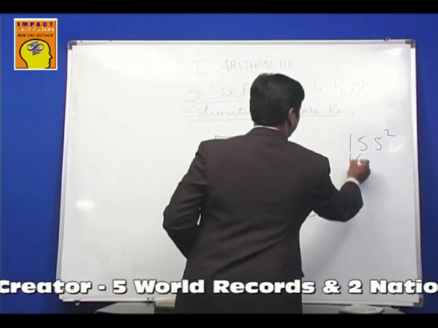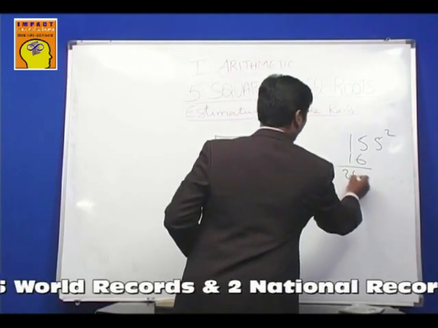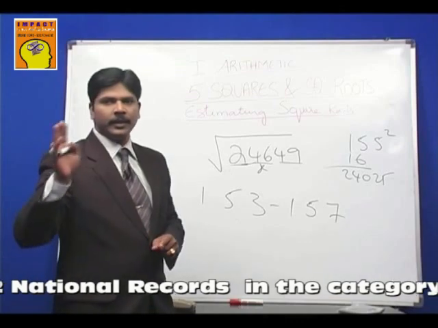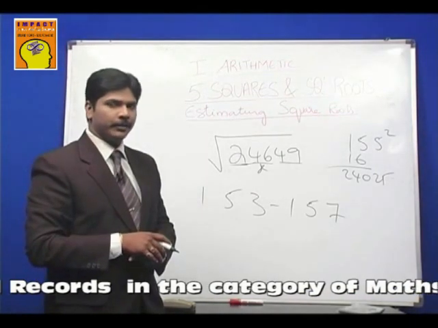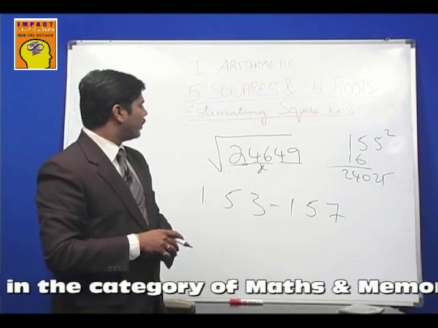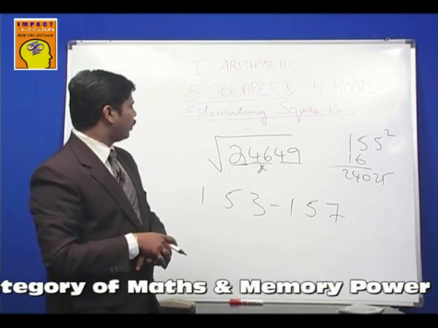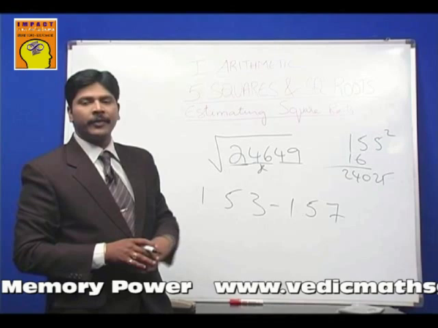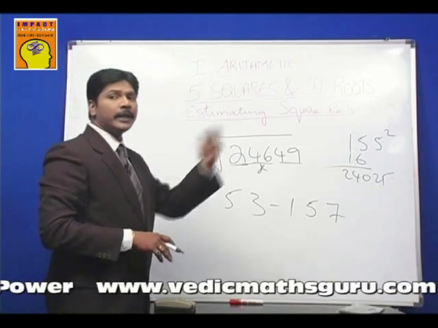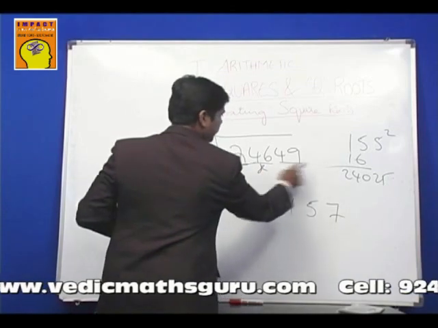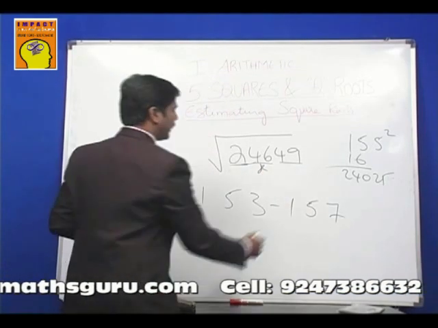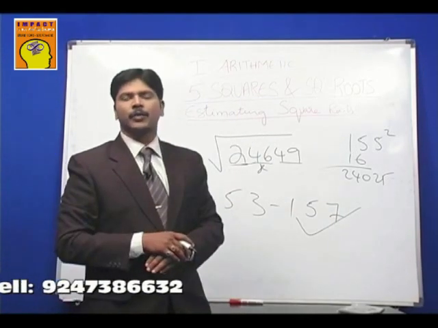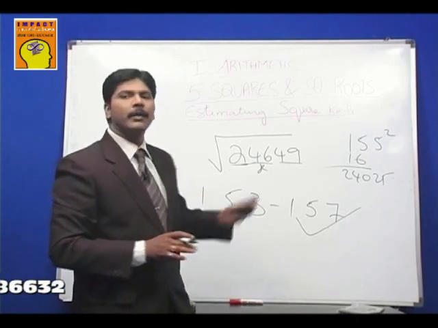How do you do that? 15 into 16 is 240, and 5 squared is 25, so 24025. I am doing all this using the teen into teen multiplication method. Now tell me, using your logic, to get 24649, shall I multiply more than 155 or less than 155? I have to multiply more than 155 because this number is more than that. So I guess it is 157. So using this method, we can also find the square roots of big numbers.